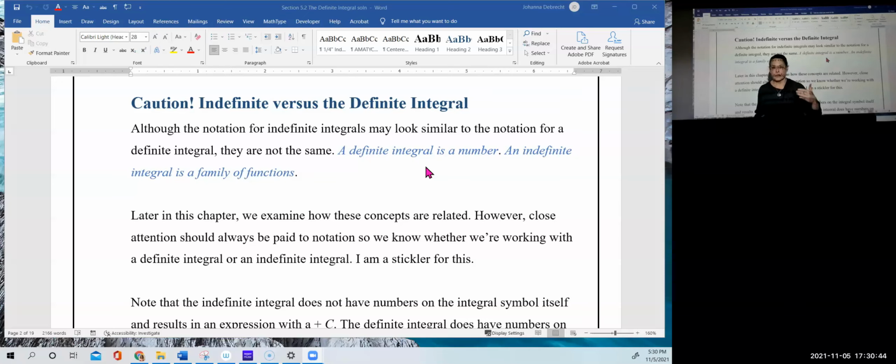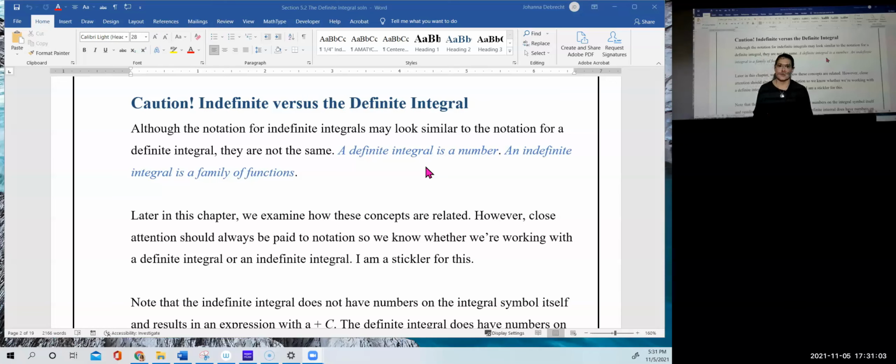The indefinite integral is an antiderivative function. This is a function that represents the antiderivative of the integrand. This is the function that if you were to take the derivative of it, you would get the integrand, all right? So this is a function.